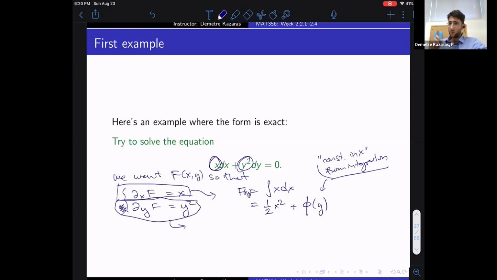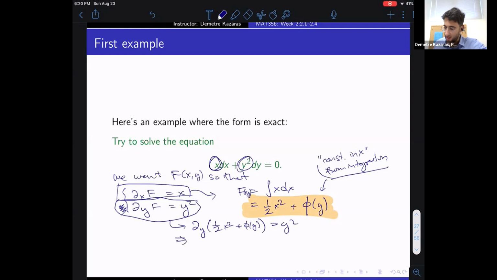From this, we know that when we take a y derivative of f, we should get y squared. I got a formula for f, not quite complete, but I have a formula for it. So when I take the y derivative of that, I should get y squared. So let's take a y derivative of 1/2 x squared plus phi of y. That should be equal to y squared.